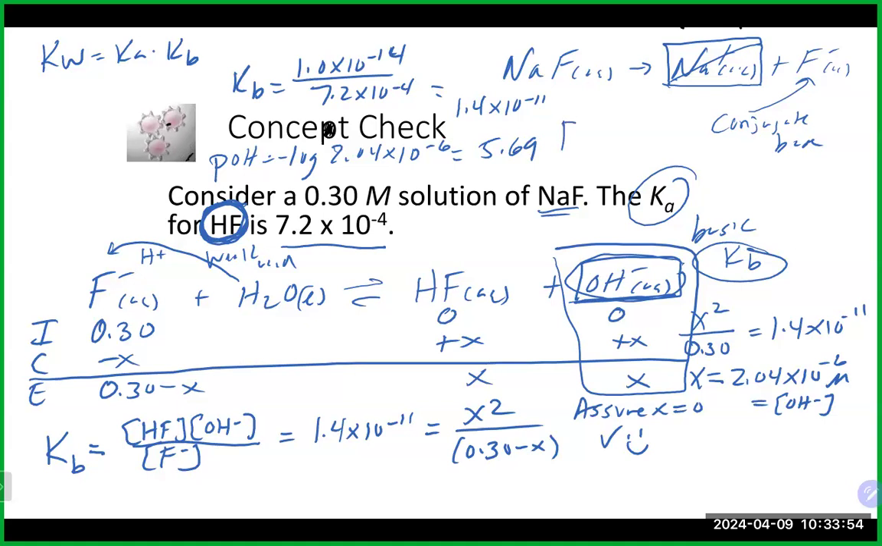To finish up here, we'll take our 14 minus that 5.69, and that will get us our pH of 8.31, which is basic and does make sense in this particular case. Any questions on any part of that calculation there?